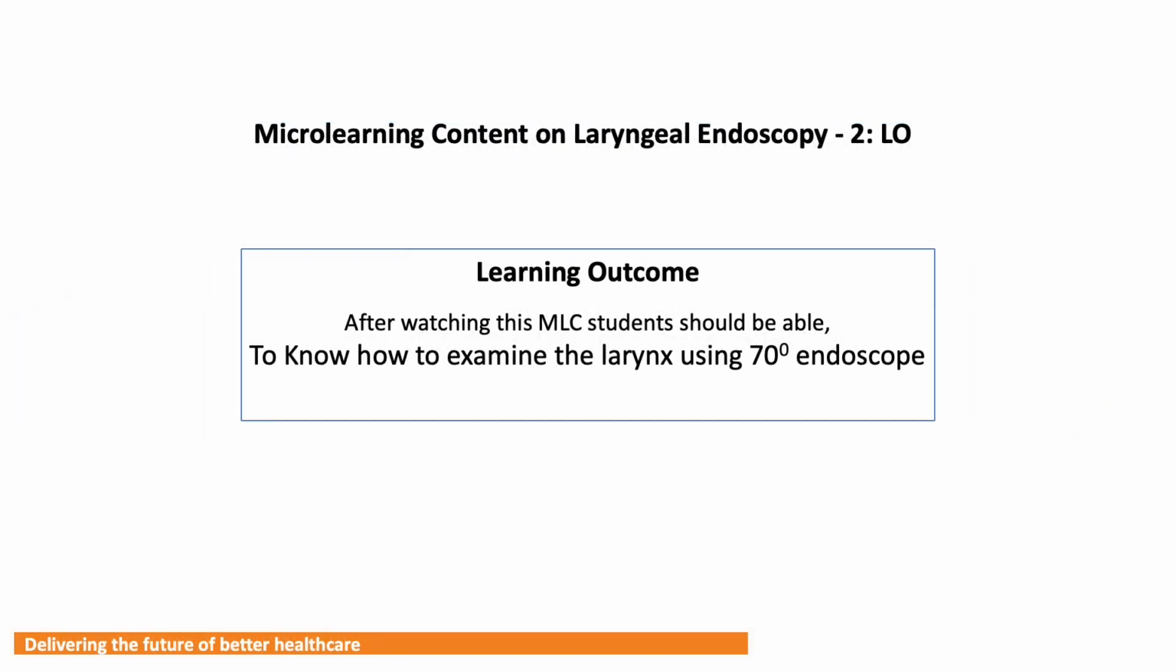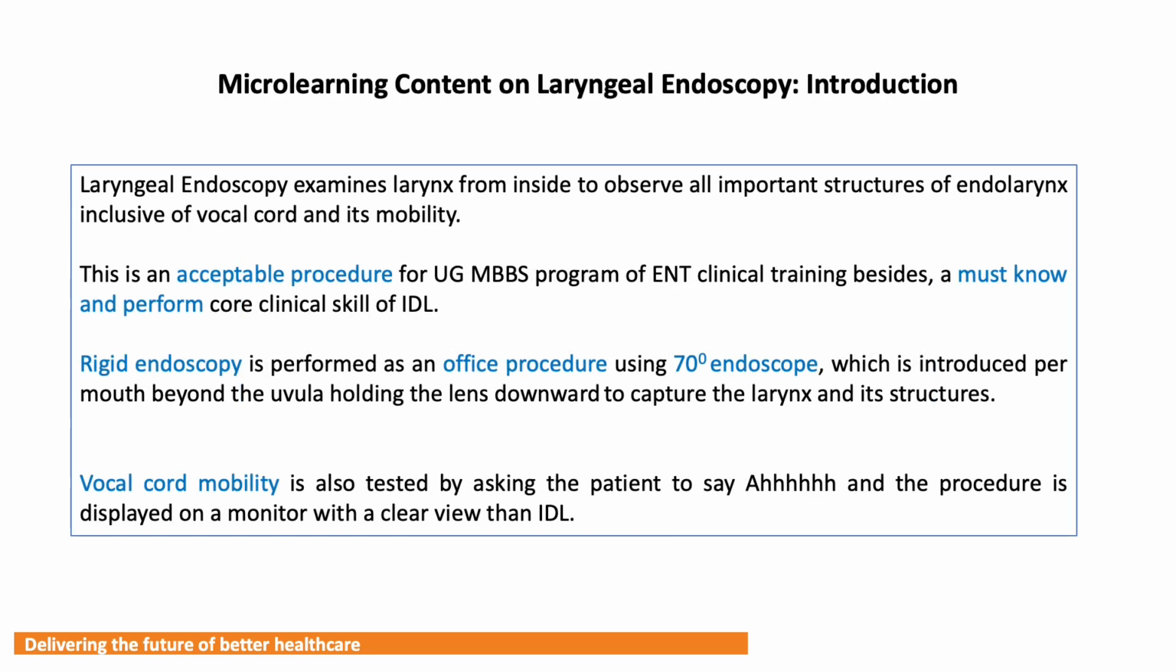This micro-learning content is the second of a micro-learning course on laryngeal examination, and the learning outcome is to know how to examine the larynx using a 70-degree endoscope. Laryngeal endoscopy examines the larynx from inside to observe some of the important structures, inclusive of the vocal cord and its mobility. This is an acceptable procedure for the undergraduate MBBS program, against a must-know procedure which is ideal and has been covered in a previous micro-learning content you may observe.